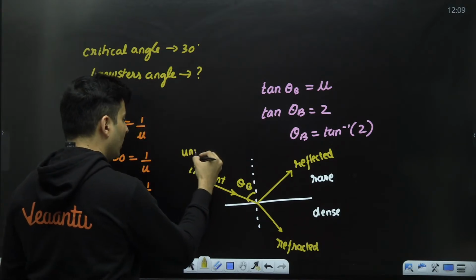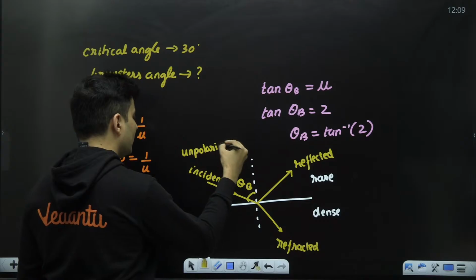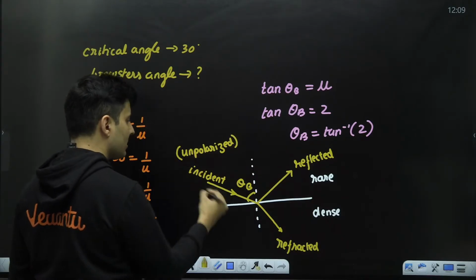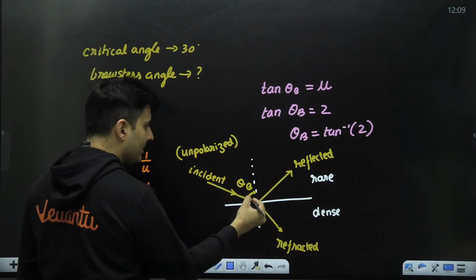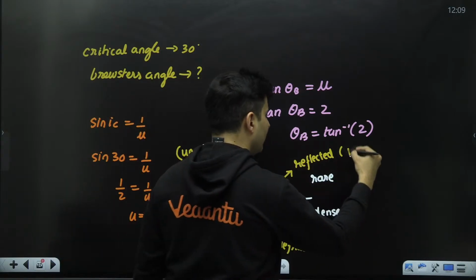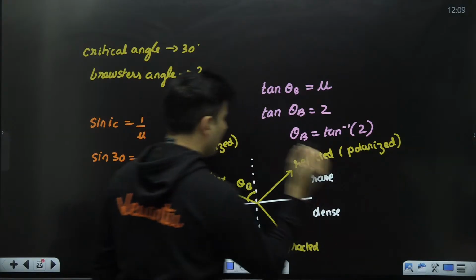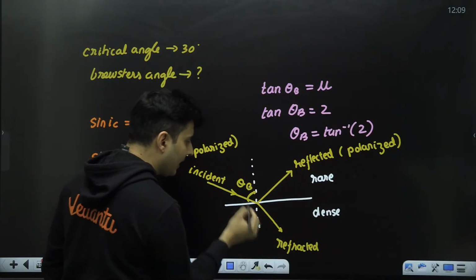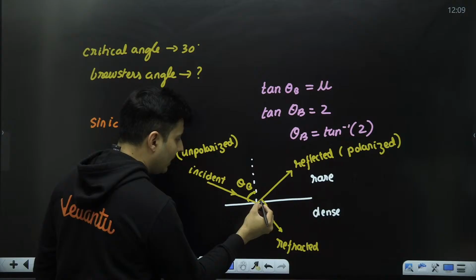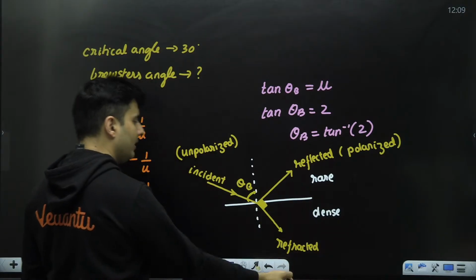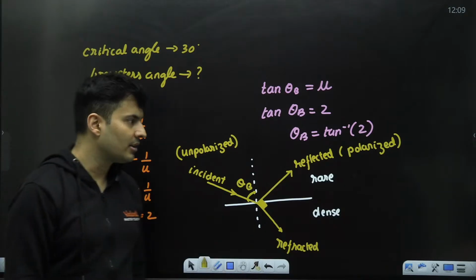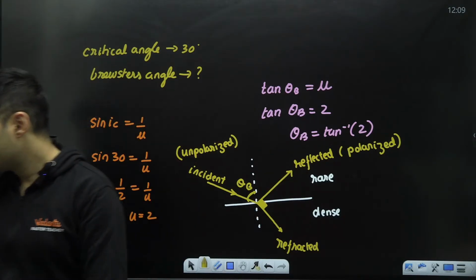This is unpolarized light. So the planes of oscillations are in all possible directions. If it falls exactly at this angle, the reflected light becomes polarized. And when that happens, the reflected ray and the refracted ray are perpendicular to each other. Very, very important. The reflected and the refracted rays are perpendicular to each other. So this is your Brewster's law. Is that okay, everyone?